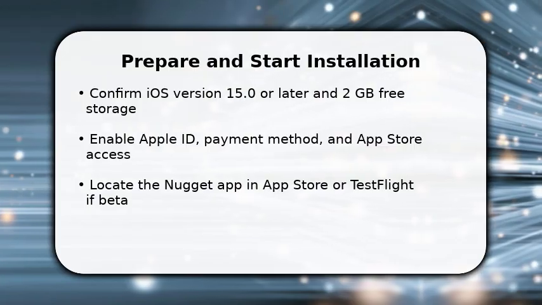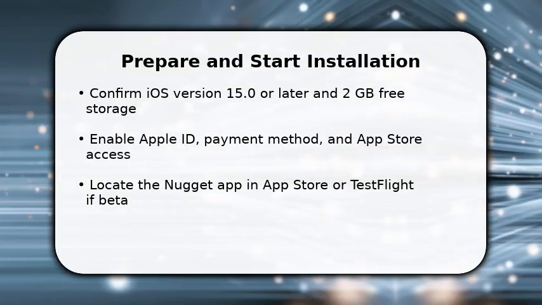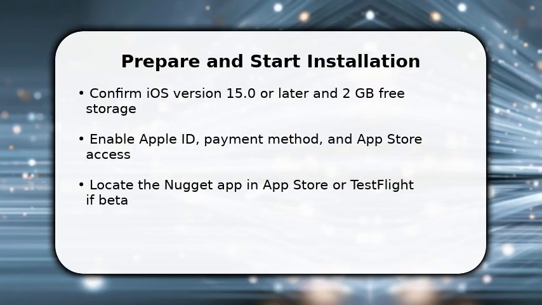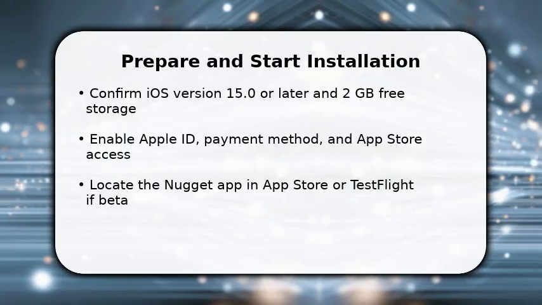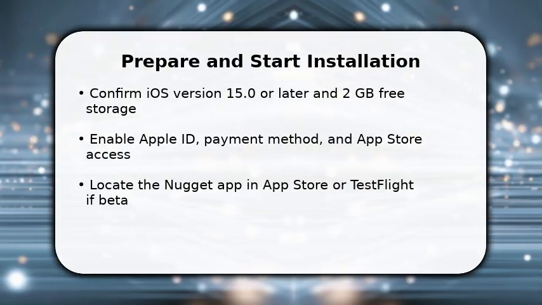Next, open App Store and search Nugget. If the app is in beta, switch to TestFlight and accept the invite. Follow these first actionable steps now so installation can proceed without permission or storage errors.